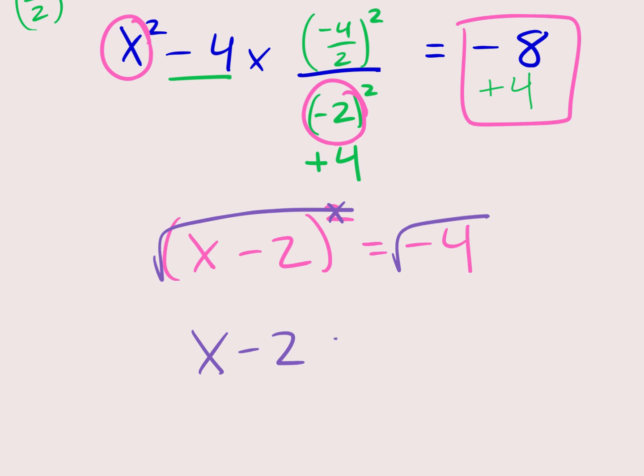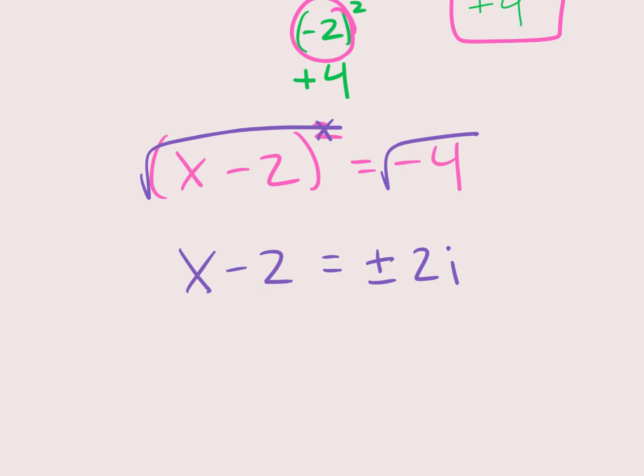So x minus 2 is equal to what? When we take the square root of both sides, what do we need? Plus or minus. What's the square root of negative 4? 2i. Perfect. So plus or minus 2i. Nicholas, what would we do next? Add 2. Can I combine 2 and 2i? Nope. They are not like terms, so we just leave it separate. So 2 plus or minus 2i.